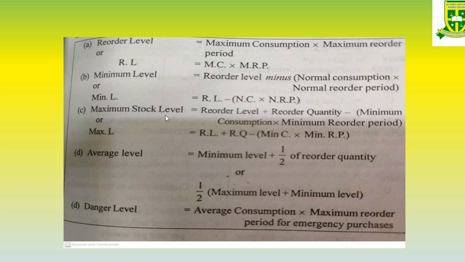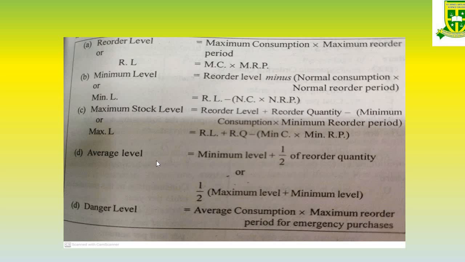The next one is the maximum stock level. First we used the maximum, second we used the normal consumption, and for the maximum stock level, the other thing to be used is the minimum. So reorder level plus reorder quantity minus minimum consumption into minimum reorder period.